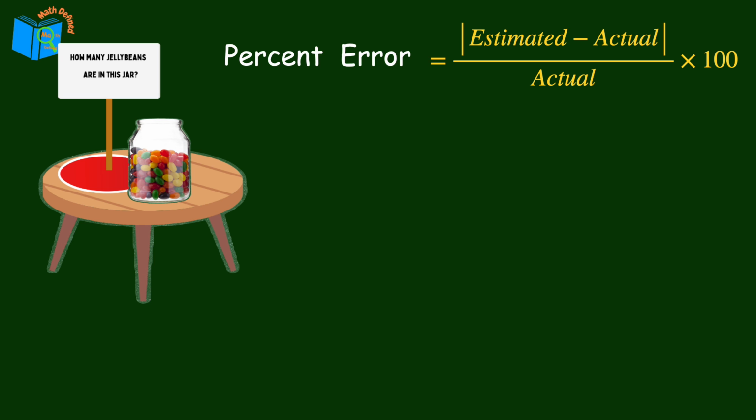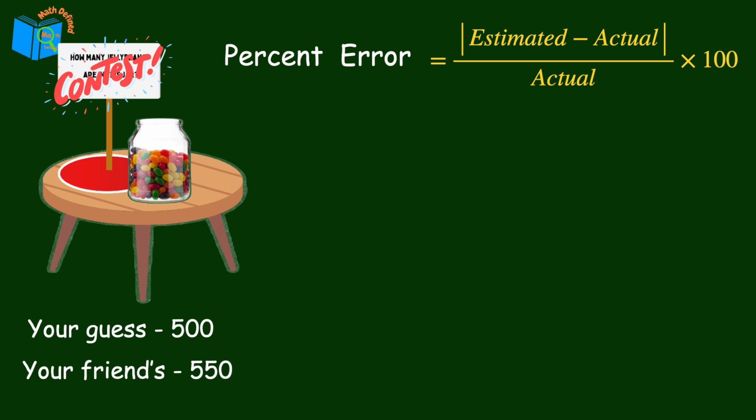Let's say you and your friend both enter a jelly bean guessing contest. Whoever guesses closest to the real number wins the prize. You guessed 500 jelly beans. Your friend guessed 550 jelly beans, and the actual number in the jar was 520. So, who was closer? Let's use percent error to find out. We'll find your percent error first.